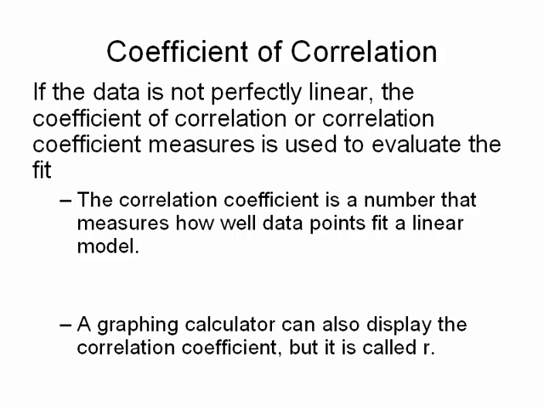Now the last thing to talk about here is the coefficient of correlation. If our data is perfectly linear, which rarely happens with real data, then we don't have to worry about how good the fit is, because it'll go through all the points. But if the data is not perfectly linear, the coefficient of correlation is used to measure the fit. The correlation coefficient is a number that measures how well data points fit a linear model. A graphing calculator can also display the correlation coefficient, but it's called r in that case.